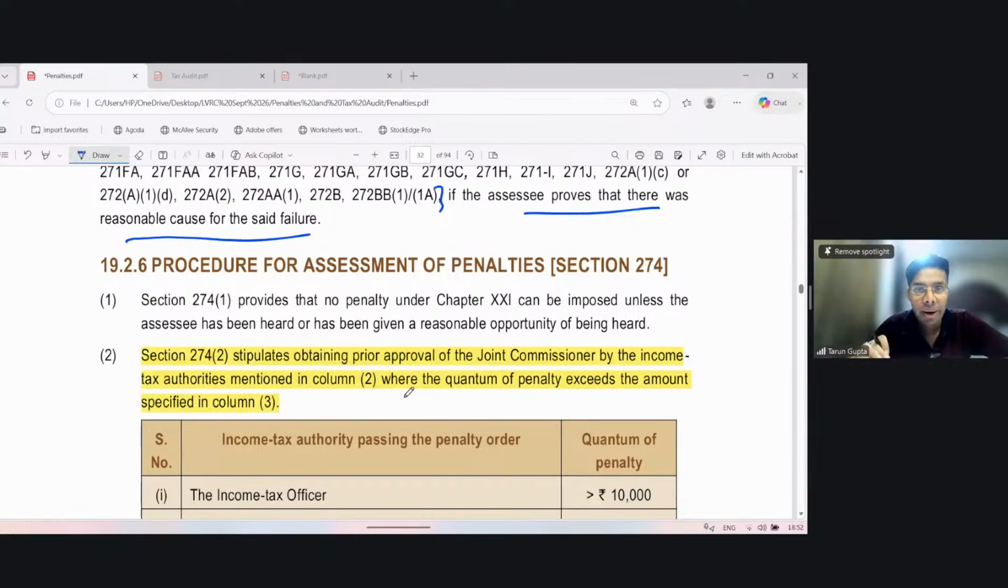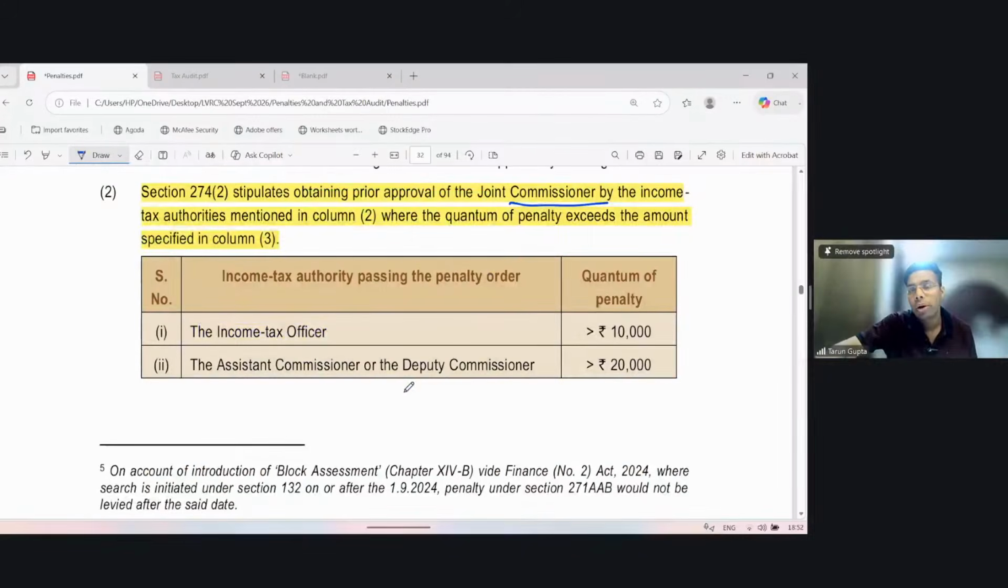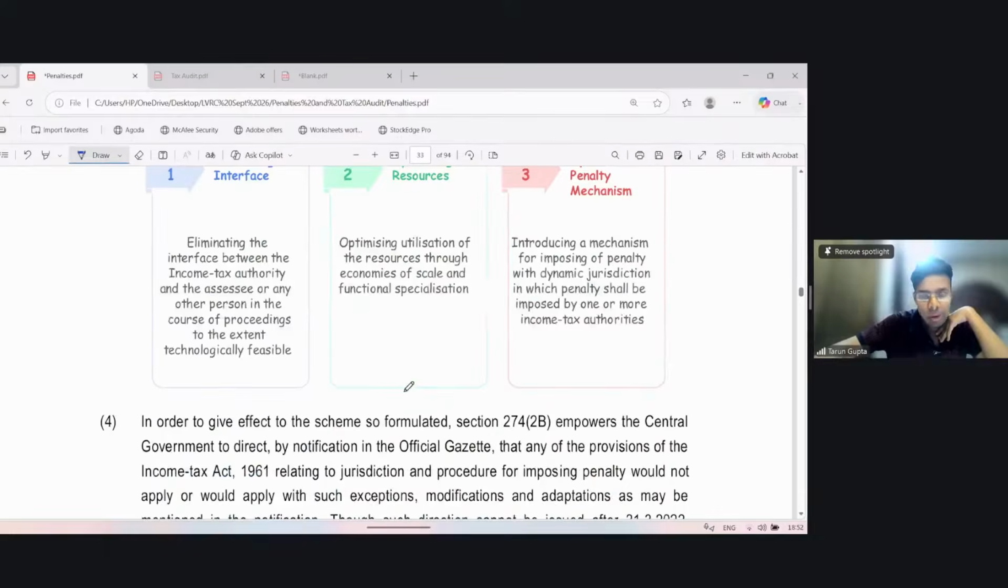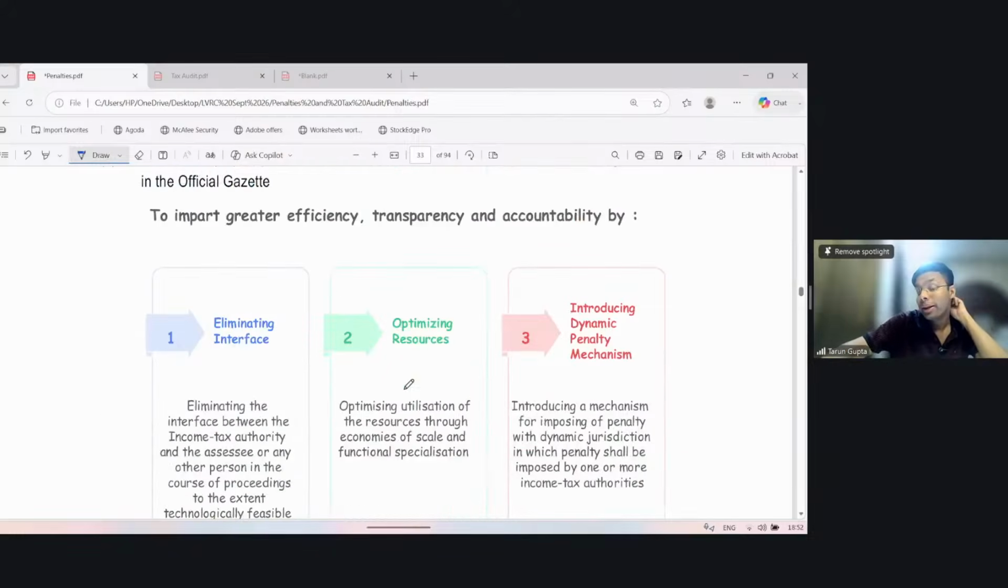Now, who can levy the penalty? Any authority who is levying the penalty is required to obtain the approval of the Joint Commissioner if the penalty is levied by an income tax authority and the amount of penalty exceeds 10,000, or if the penalty is levied by an assistant or deputy and the amount of penalty exceeds 20,000. In these cases, they are required to obtain the approval of the Joint Commissioner. Similar to assessment, there is a faceless scheme of penalty as well.